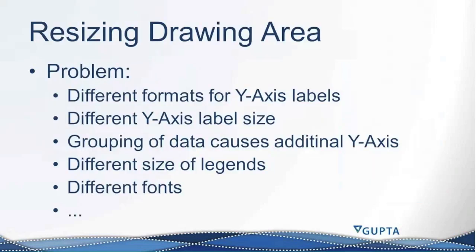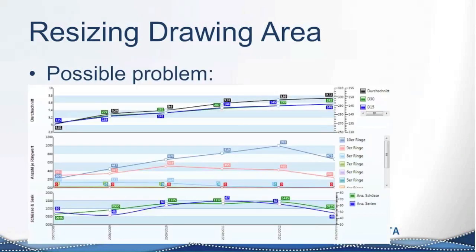Resizing drawing area. The problem is we have different formats for y-axis labels. We have different y-axis label sizes, like different formats, sorry, and fonts and so on. And maybe we use grouping of data, so we have additional y-axis at the right-hand side of the chart. That means this grouping needs more space than a normal legend on the right-hand side, or maybe you have long text as a legend. Then you have to define special drawing areas. So this is pretty simply done. This is one of the possible problems.